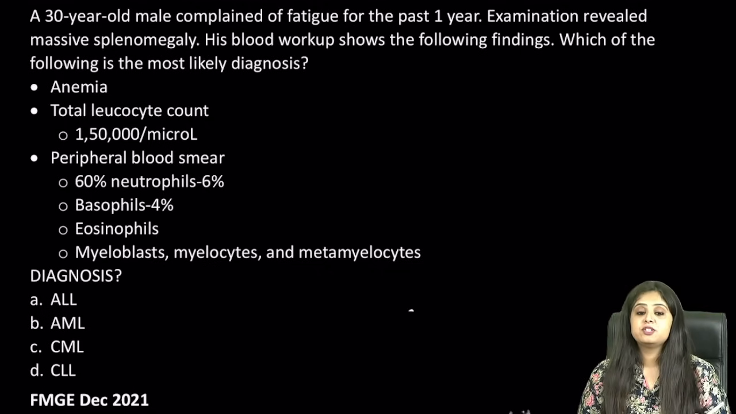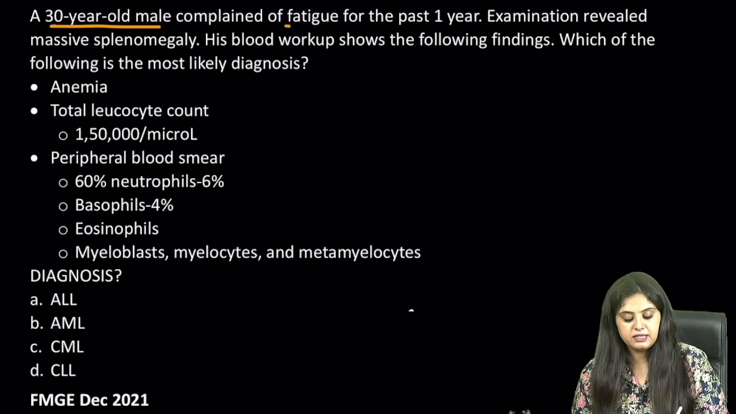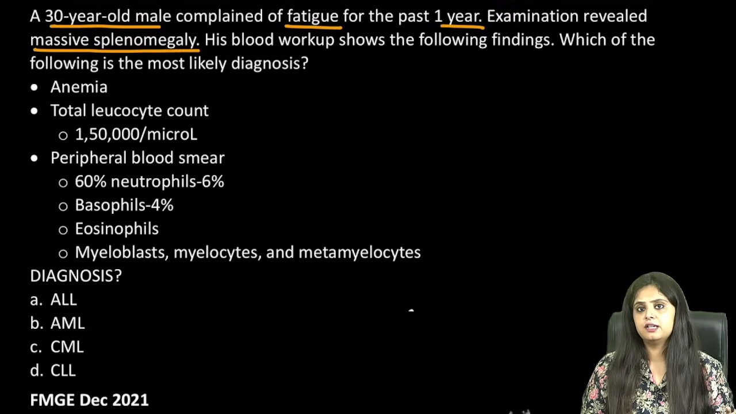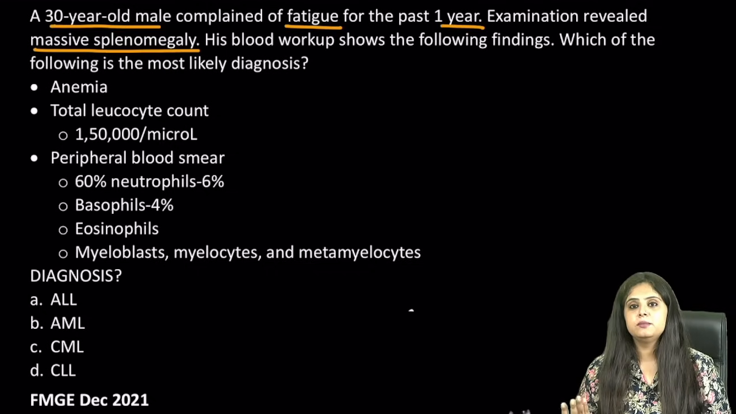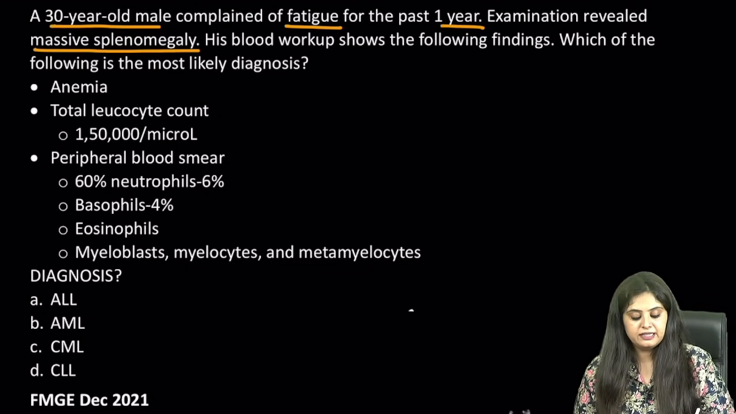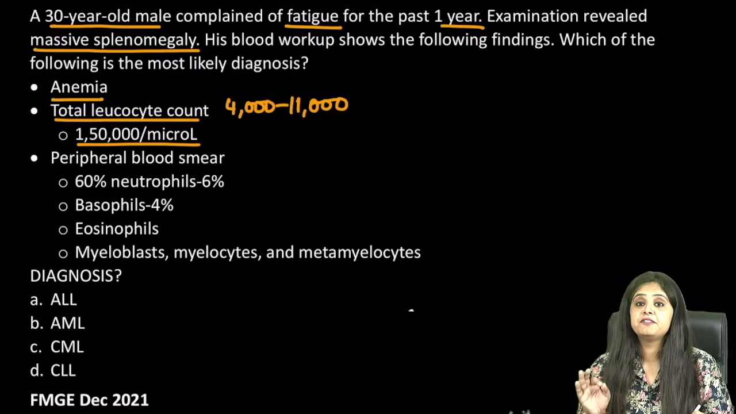Moving on to the next question, FMG exam again, and a much expected question, where you have a 30-year-old male with a fatigue complaint for the past 1 year and a massive spleen. If it would be infective etiology, I will think of Kala Azar. If it's something to do with leukemias, I can think of CML, but let's see further. The blood workup says that the patient has anemia. The TLC, which is supposed to be between 4,000 to 11,000, is nowhere in thousands, has gone up to 1,50,000, which is of course a blood cancer.